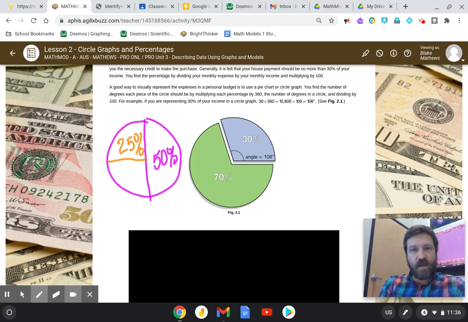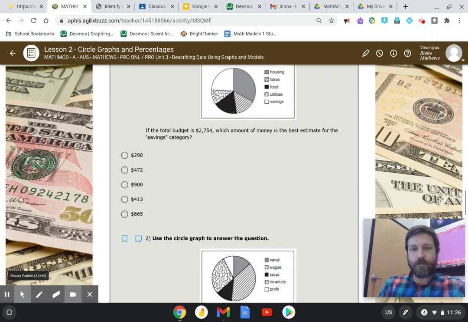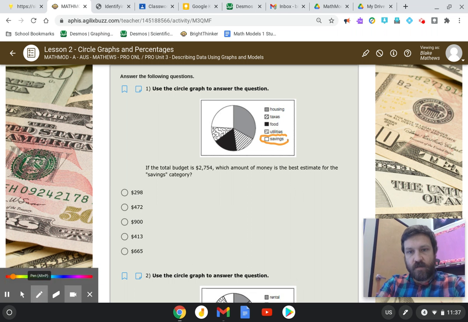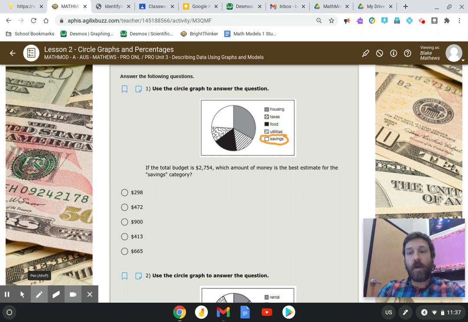And so when we look at the sections of the circle, we want to keep this in mind because we're really going to be doing estimation. What I mean by that is, when we go down here, it says use the circle graph to answer the question. The total budget is $2,754. What is the best estimate for the amount of money for the savings category? So we see savings is right here. It's the blank section. And this is a great example. I can tell just by looking, just estimating, my guess is this is about 25% because it's about a quarter of the circle. It's almost exactly one of those four sections of the circle.